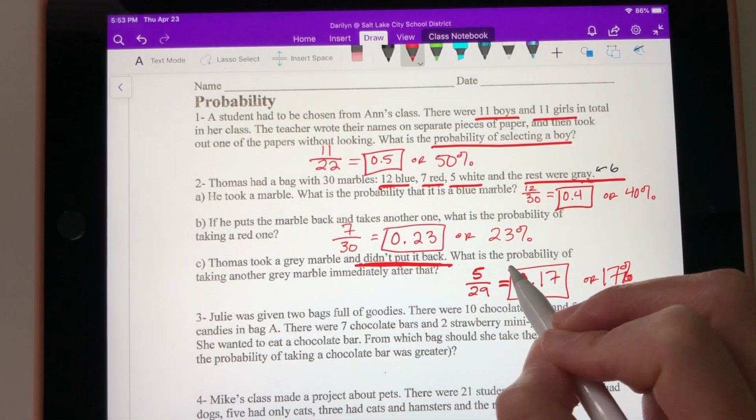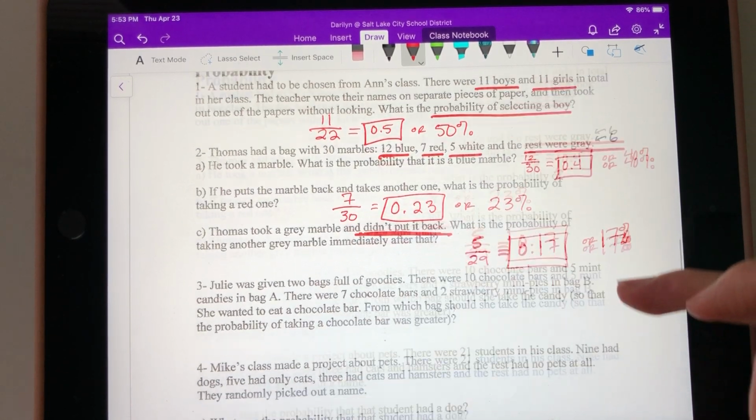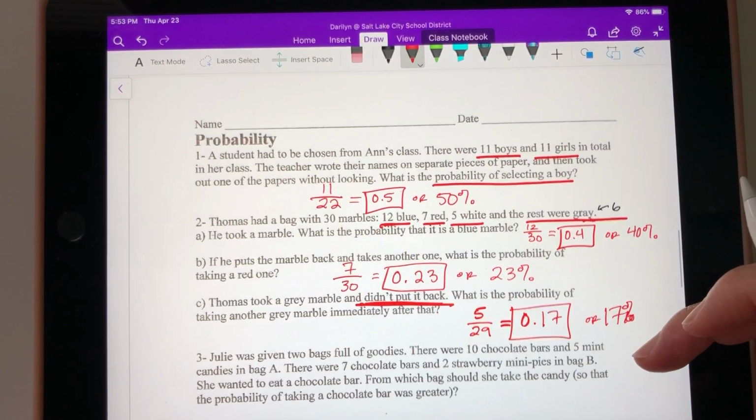Sorry, I kind of messed that up. 17%. So for the rest of this assignment, you're kind of going to be doing that same idea.